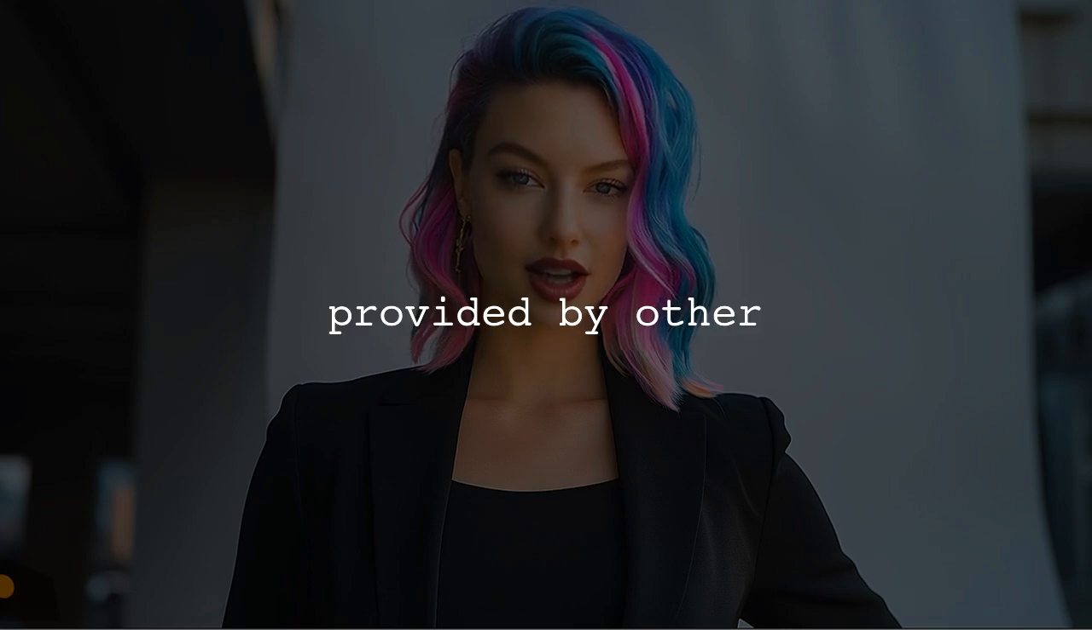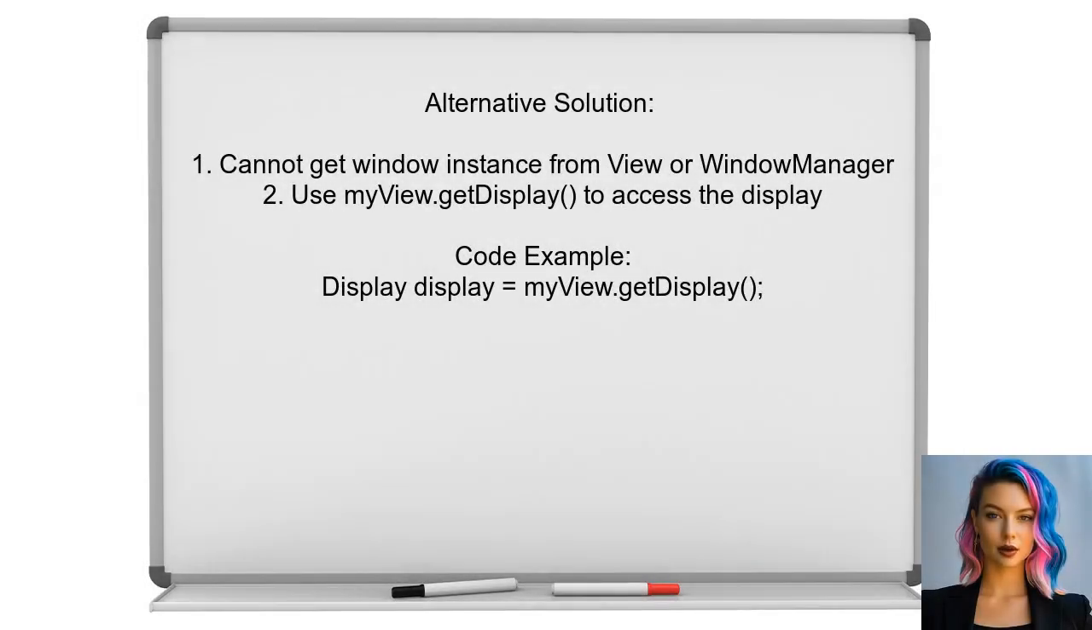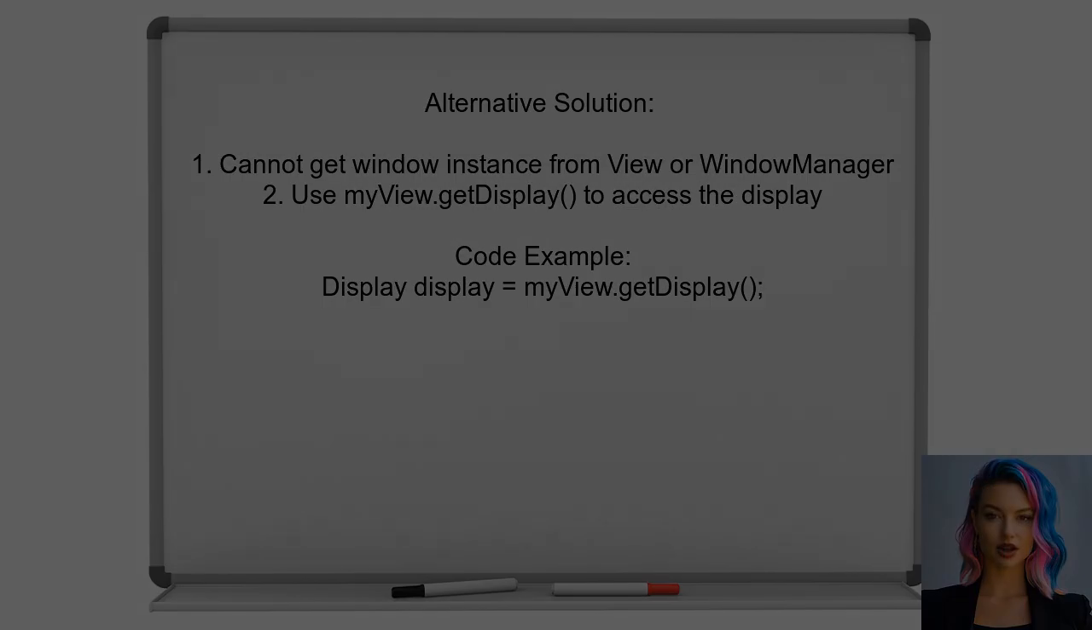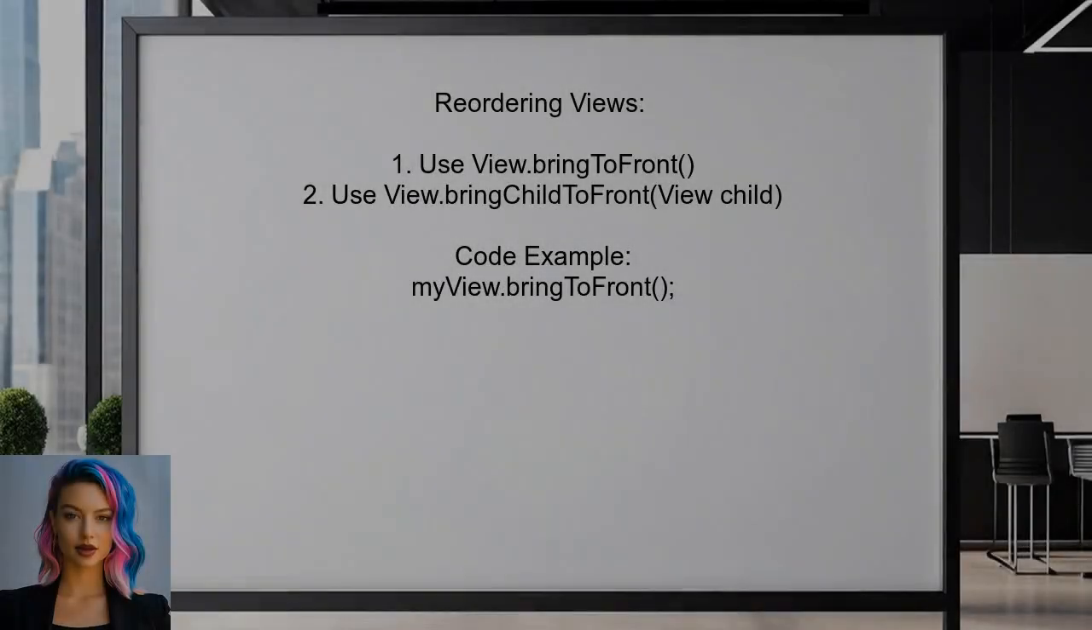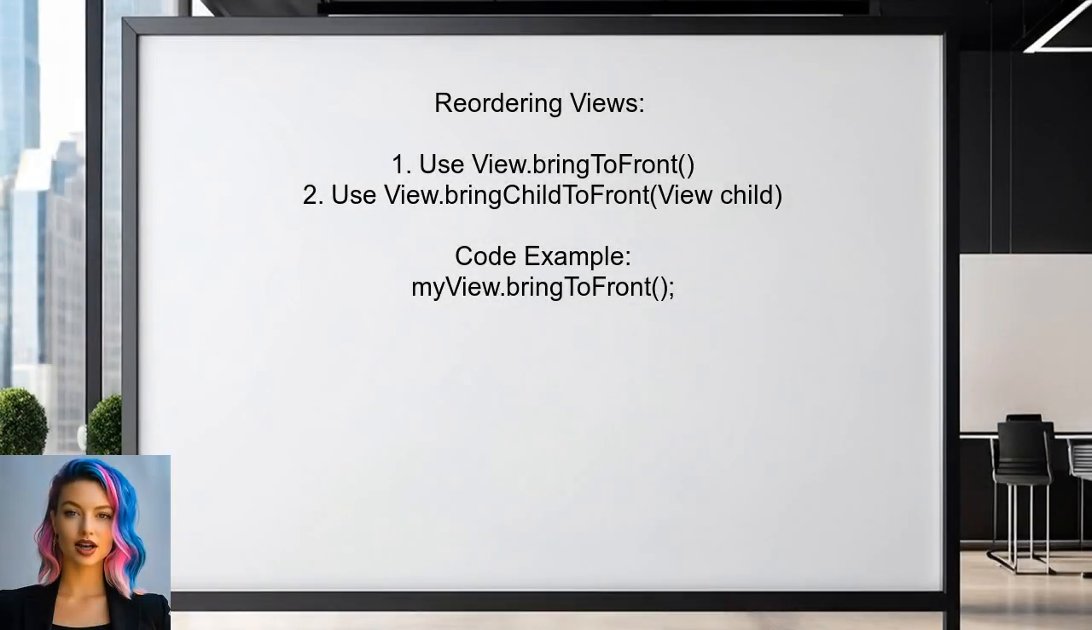Now, let's look at the answers provided by other users. This user points out that you cannot directly get a window instance from a view or the window manager. Instead, they suggest using the method myView.getDisplay to access the display to which the view's window is attached. Additionally, they mention that you can reorder the z-index of views using the methods view.bringToFront or view.bringChildToFront.